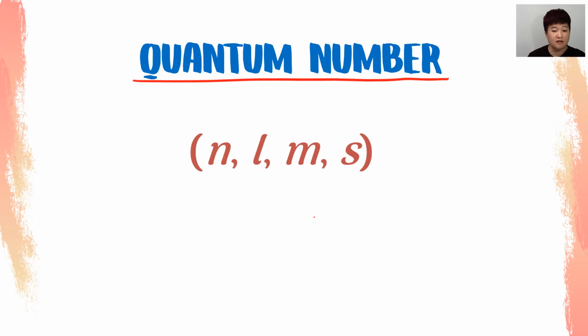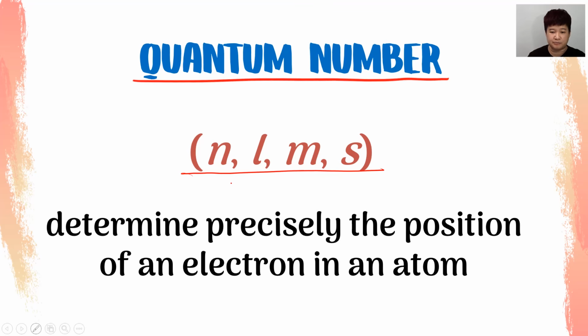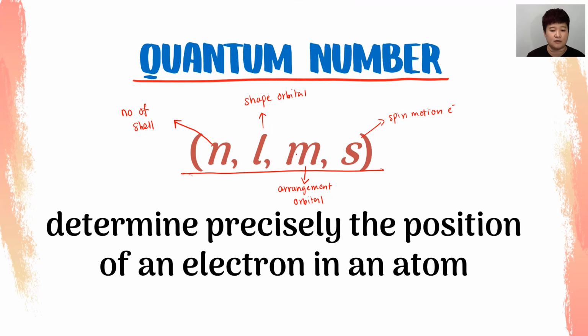So as a conclusion, what is a quantum number actually telling you? A complete set of quantum numbers includes n, l, m, s in brackets with commas in between. And it indicates precisely the position of an electron in an atom, because n is going to tell you the number of shells, l is going to tell you the shape of the orbital, m is going to tell you the arrangement of the orbital, and last but not least, s is going to tell you the spin motion of the electron. So a complete set of quantum numbers tells you very precisely the exact location of an electron in an atom.